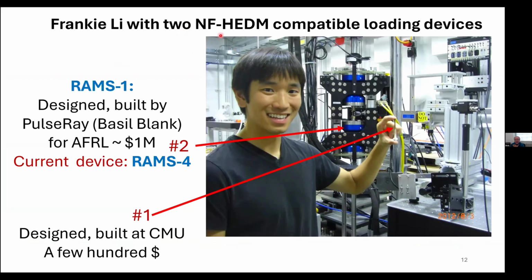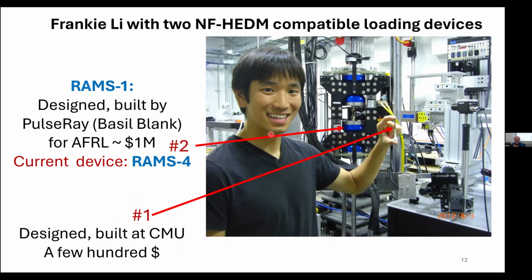And then to give you an idea about how this business has developed, here's a picture of Frankie Lee with 2 HEDM compatible, near field compatible loading devices. If you want to rotate your sample, you can't necessarily put your sample on an MTS load frame because you can't rotate 180 degrees without running into the detector. So the first tensile measurement that we did was on a little copper wire. He's holding the load frame between his fingers. And that probably cost a few $100s, and we built it right at CMU.